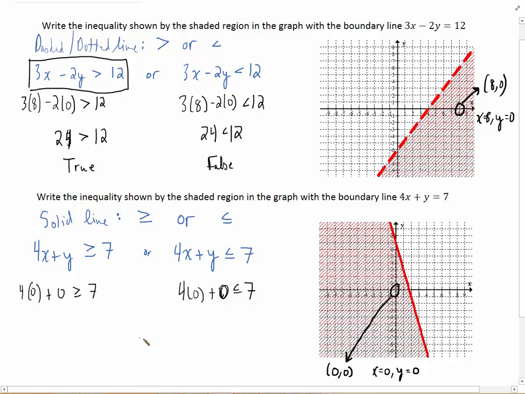Simplifying the left-hand side on either of these gives me 0. So I have 0 is greater than or equal to 7, or 0 is less than or equal to 7. Only one of these statements is true. Is 0 greater than or equal to 7? That's false. Is 0 less than or equal to 7? That's true. So what that tells me is the appropriate inequality is 4x plus y is less than or equal to 7.